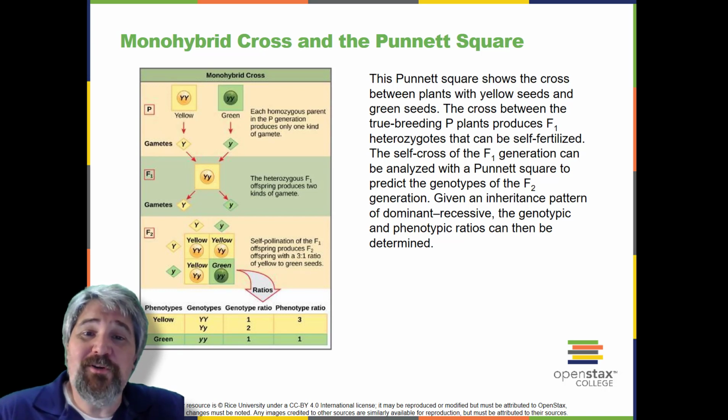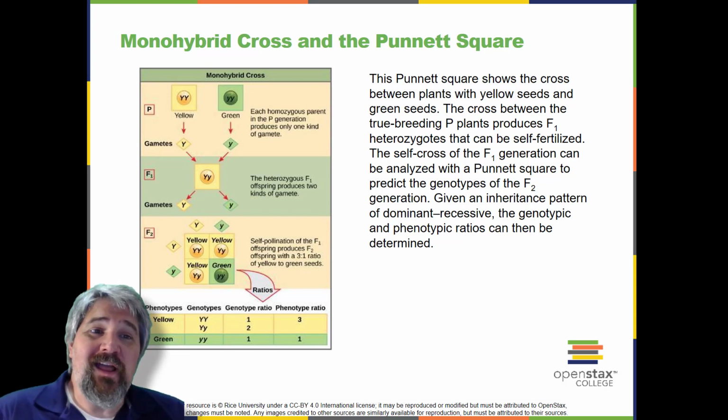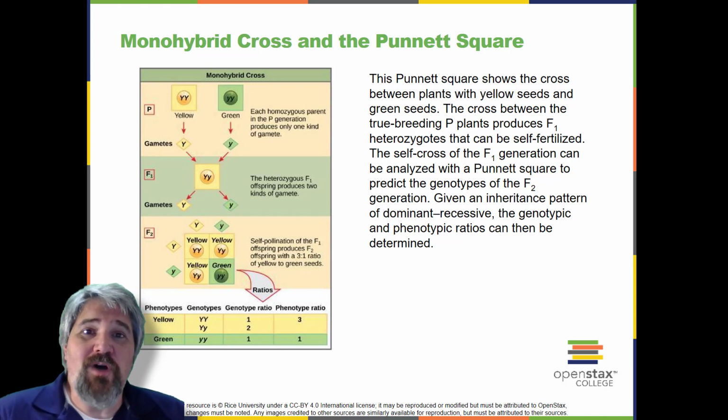For a monohybrid cross of 2 true breeding parents, each parent contributes one type of allele. In this case, only one genotype is possible in the F1 offspring. All offspring are heterozygous and have yellow seeds. When the F1 offspring are crossed with each other, each has an equal probability of contributing either a dominant or a recessive to the F2 offspring.